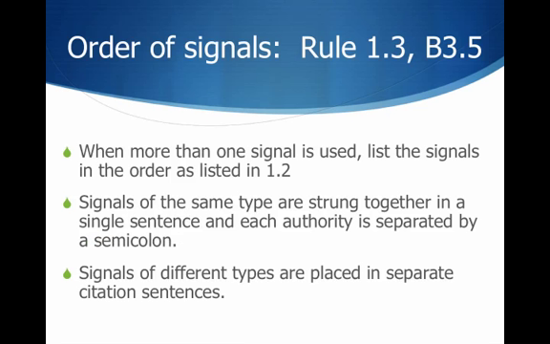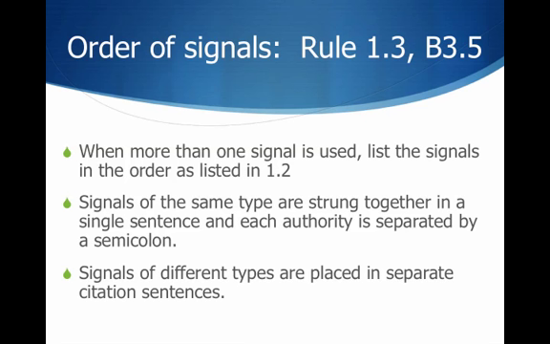Under Rule 1.3 and Blue Pages Rule B3.5, when I'm going to use more than one signal, I'm going to make sure that I list the signals in the order as listed in 1.2. Signals of the same type are strung together in a single sentence, and each authority is separated by a semicolon. Signals of different types are placed in separate citation sentences.